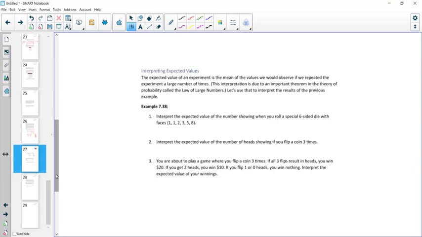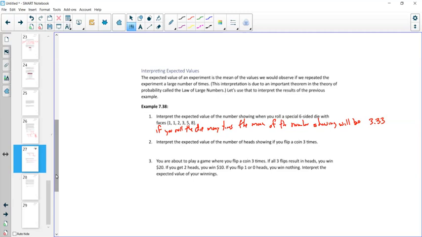Interpret the expected value of the number showing when you roll a special 6-sided die with the faces 1, 1, 2, 3, 5, 8. So if you roll the die many times, the mean of the number showing will be, and if you recall from that example, it was 3.33.